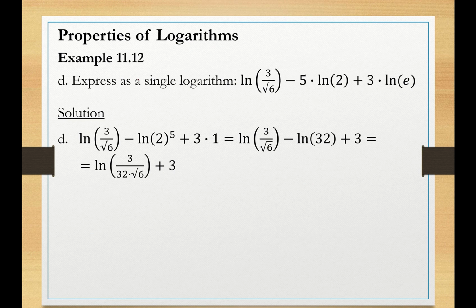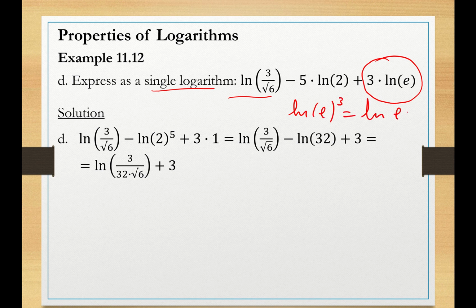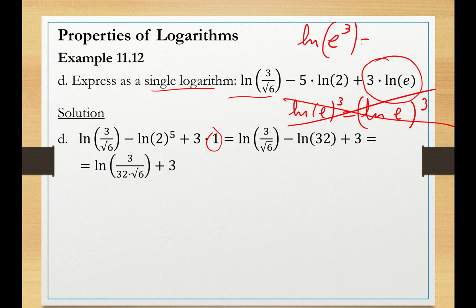So express as a single logarithm: ln of 3 over the square root of x, minus 5 ln 2, plus 3 ln 3. And be very, very careful here. This is not the same as writing ln e to the third equals ln e to the third. That's not true, okay? So you can just write ln e is equal to 1 times 3, or you can just take ln of e to the third power, all of it, and of course it's going to be 3. All right, so you have to treat this as a single number. Be very, very cautious here.